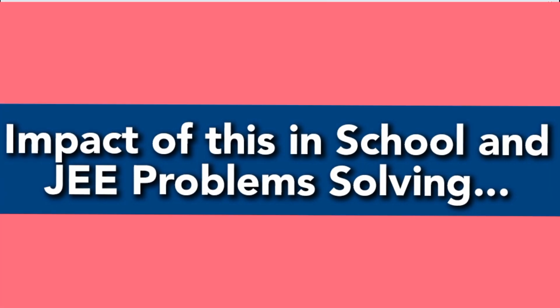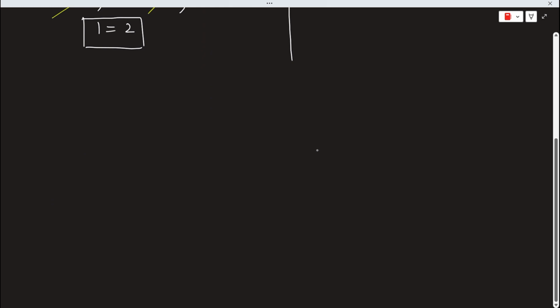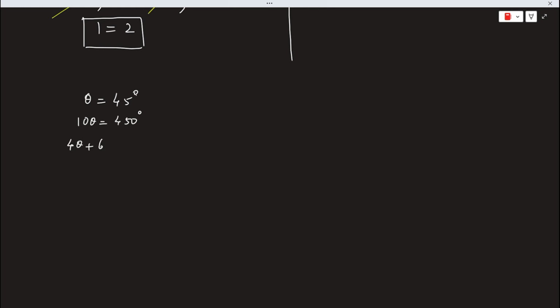Now let us try to understand this concept from the JEE point of view. For that, let me take one example. Let us take theta equal to 45 degrees. Now let me multiply by 10 on both sides. So 10 theta is equal to 450 degrees. This 10 theta can be rewritten as 4 theta plus 6 theta, equal to 450 degrees. So 4 theta is nothing but 450 degrees minus 6 theta.